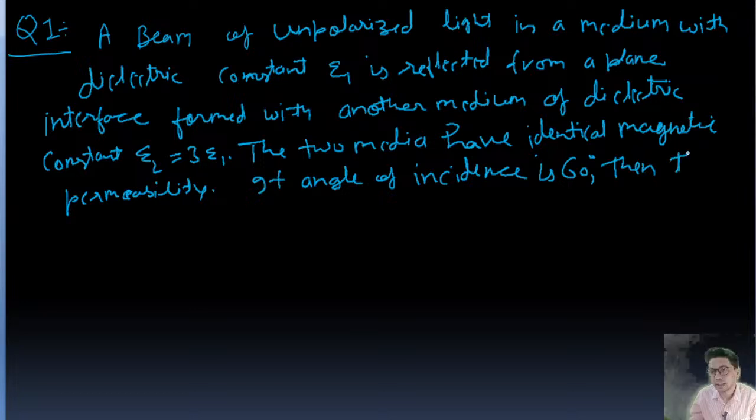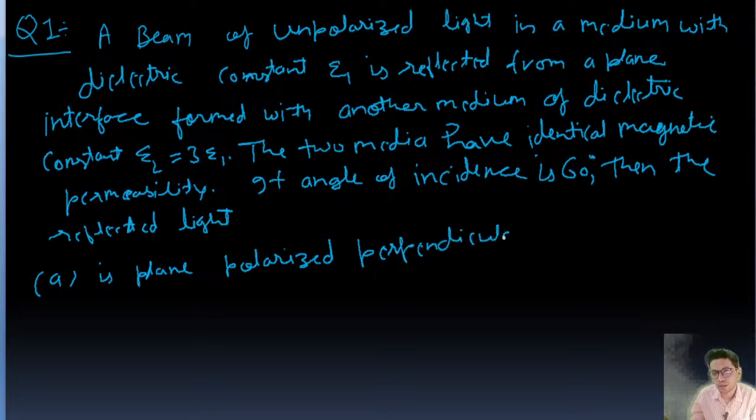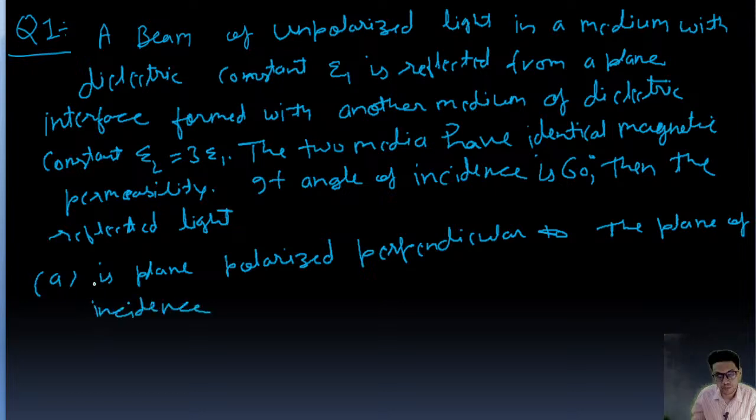The options are: A, the reflected light is plane polarized perpendicular to the plane of incidence.